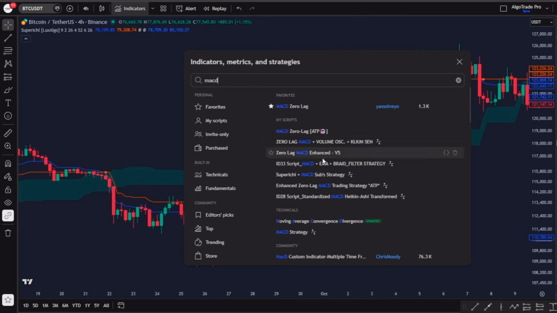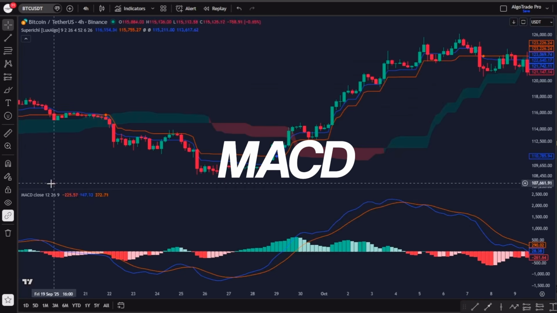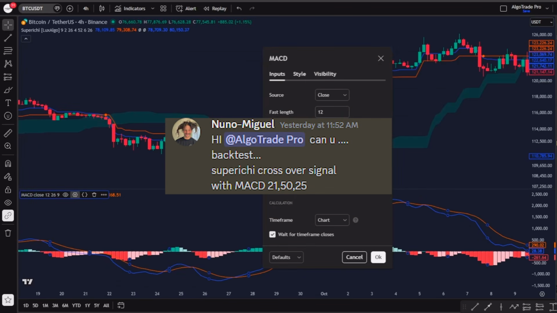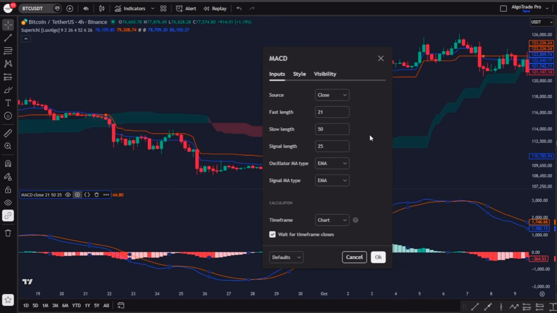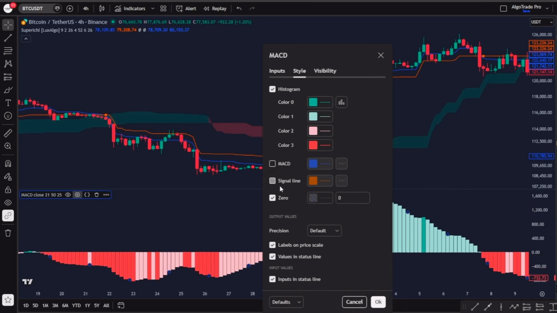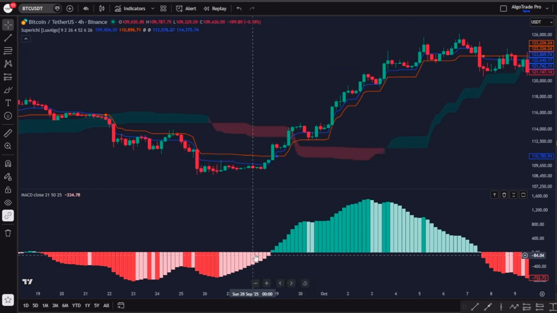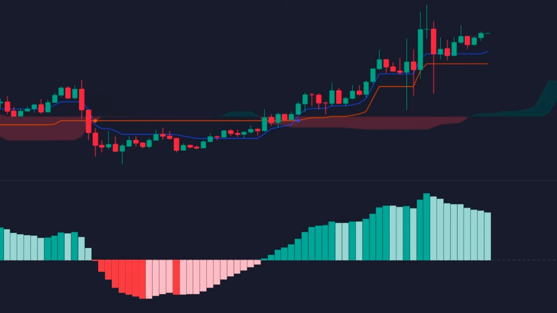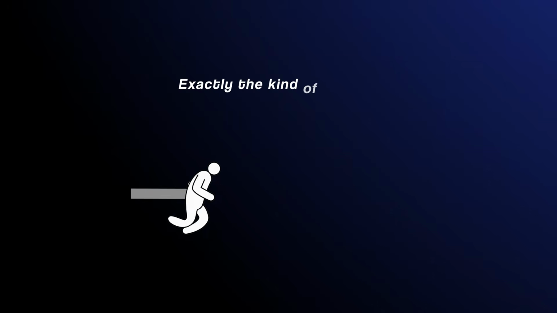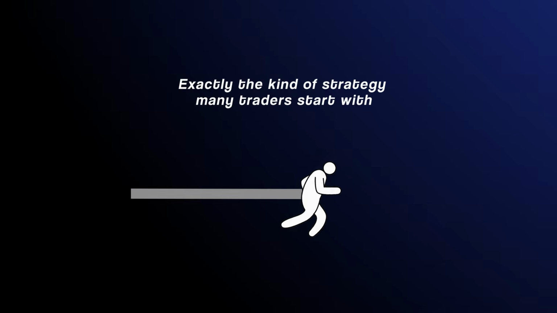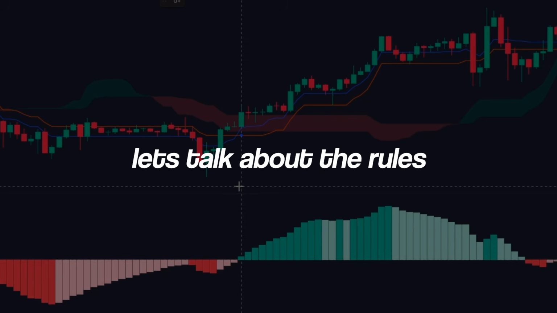The second indicator is the famous MACD, but with custom settings suggested by the subscriber: 21, 50 and 25, and we'll be using the histogram for momentum confirmation. So overall, this is a system with a very simple structure and clear logic, exactly the kind of strategy many traders start with. Now let's talk about the rules.